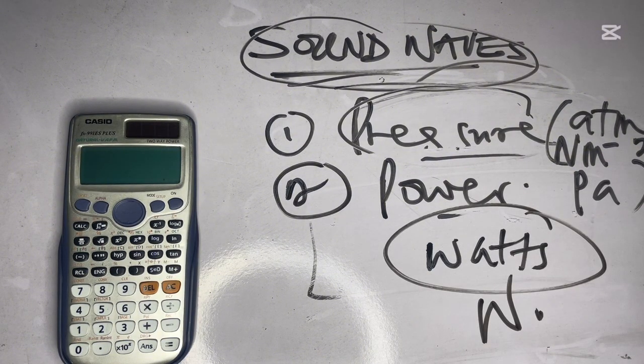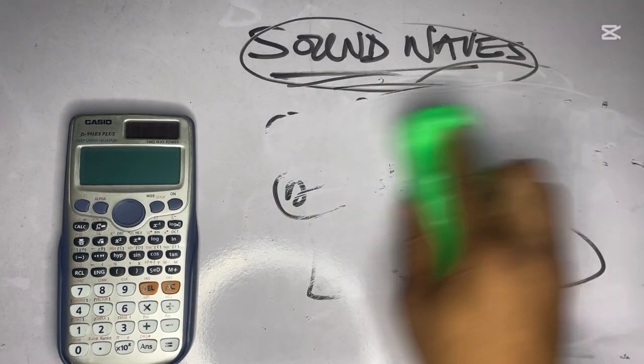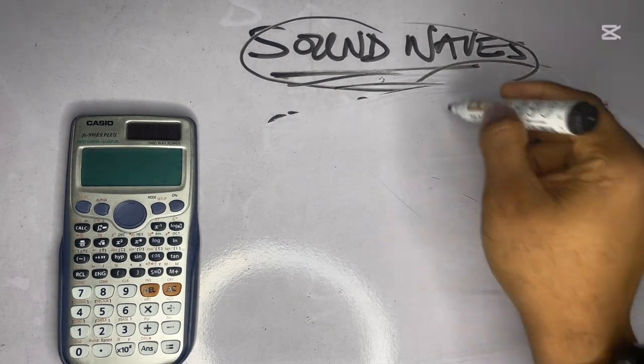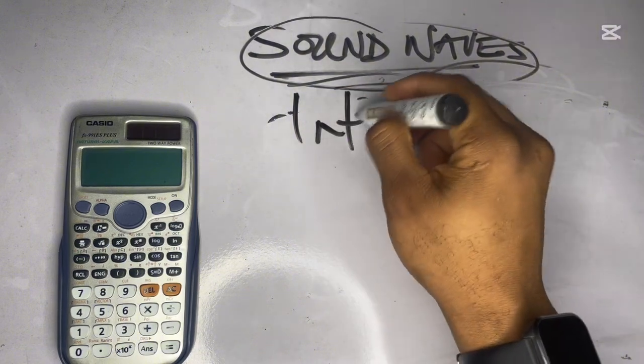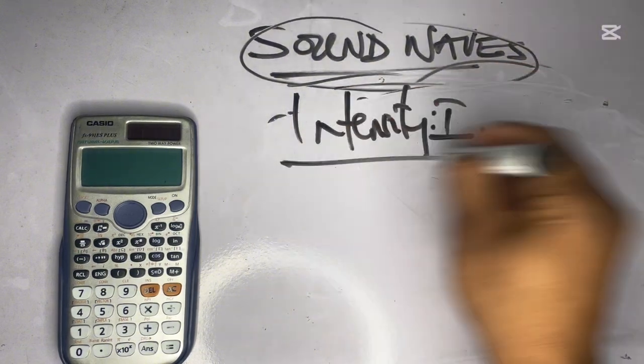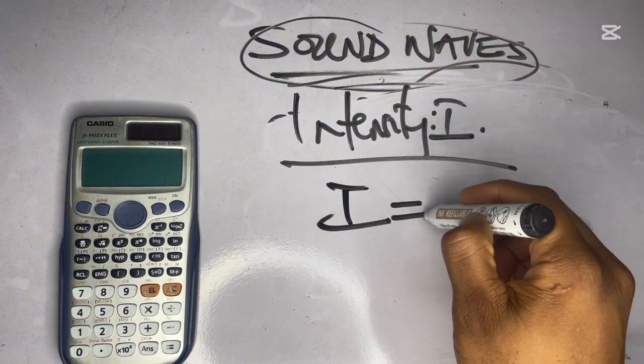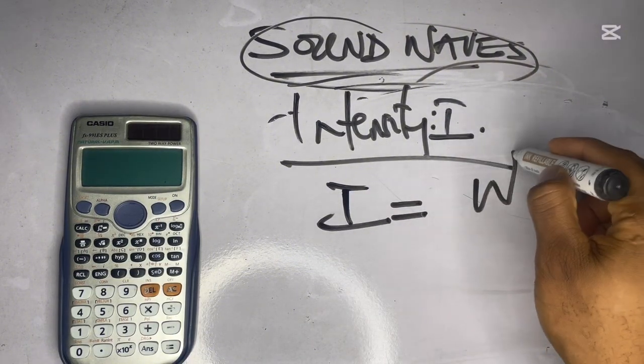Then number three is what we call intensity. Intensity is denoted as I. What is intensity? Intensity is the rate of flow of energy per unit area.